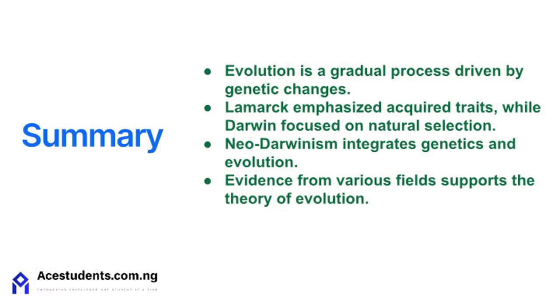In summary, evolution is a gradual genetic process explained through theories like Lamarck's and Darwin's. Neo-Darwinism further connects genetics with evolution, and evidence from fossils, anatomy, and DNA supports these ideas.